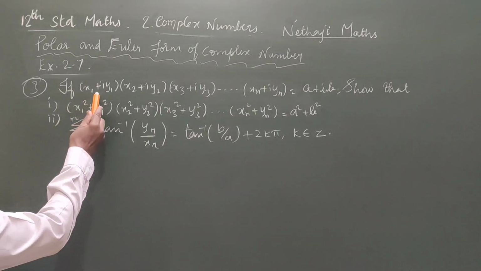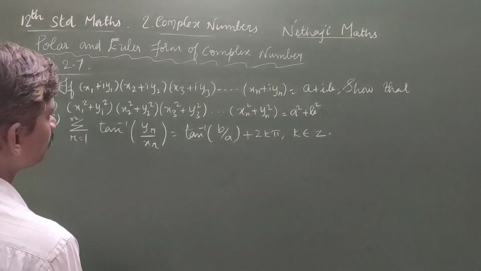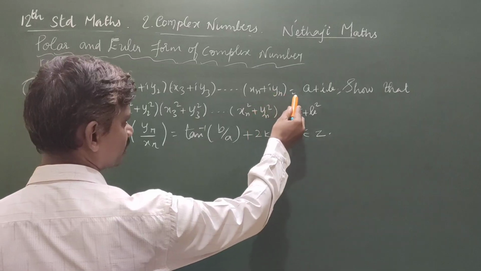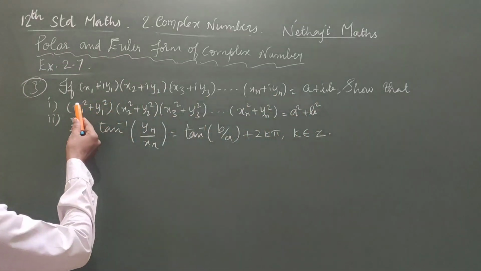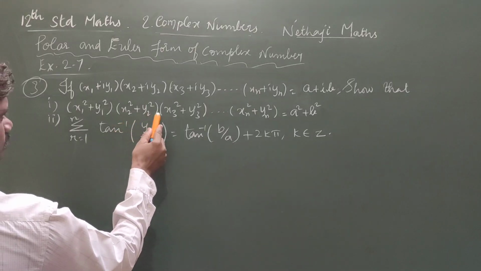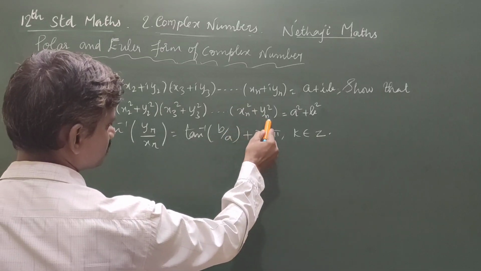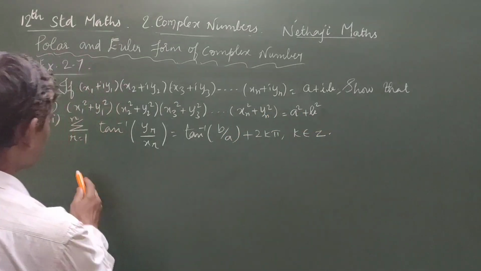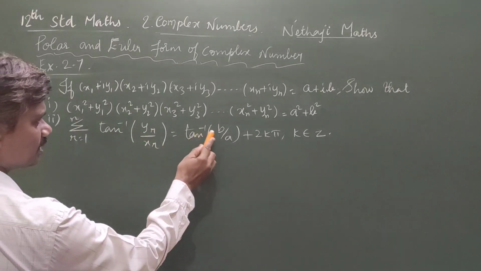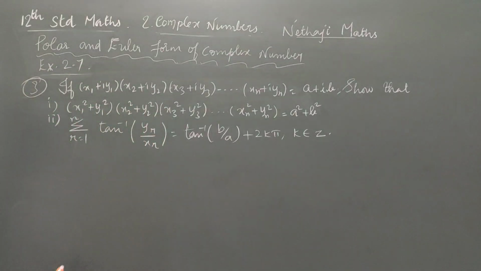The question is: if (x1 + iy1)(x2 + iy2)(x3 + iy3) and so on up to (xn + iyn) is equal to a + ib. This is the given equation. Show that (x1² + y1²)(x2² + y2²)(x3² + y3²) up to (xn² + yn²) is equal to a² + b². The second one is the summation of r equal to 1 to n of tan inverse of yr by xr, equal to tan inverse of b by a plus 2kπ, where k belongs to Z. So this is the thing we have to prove.